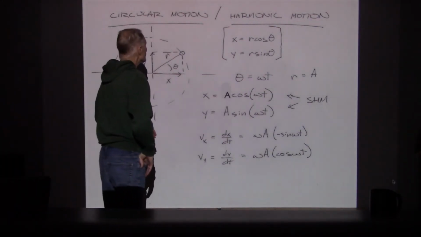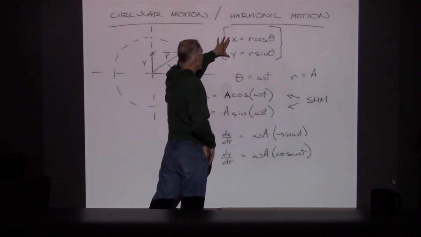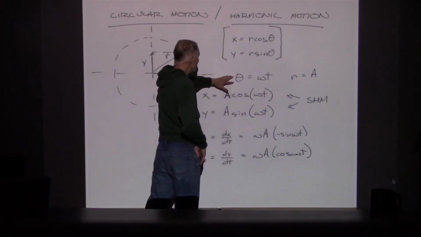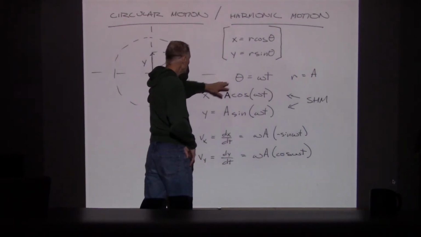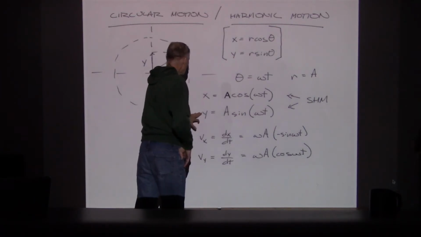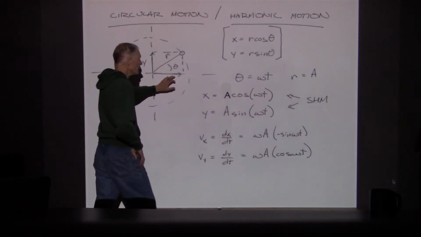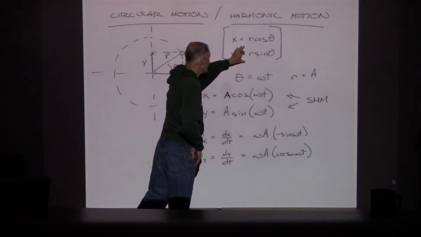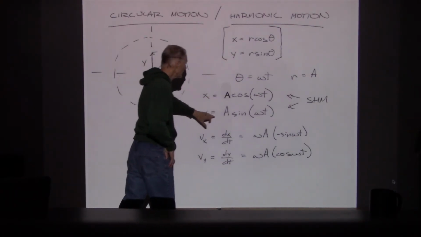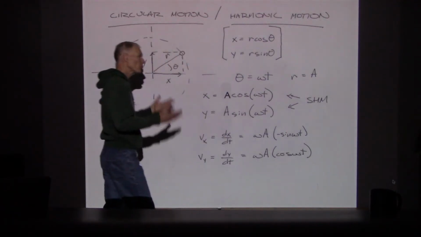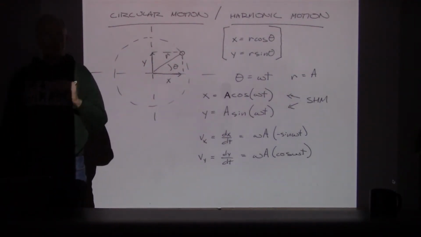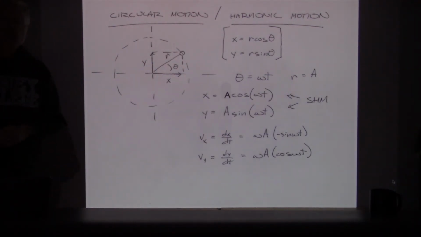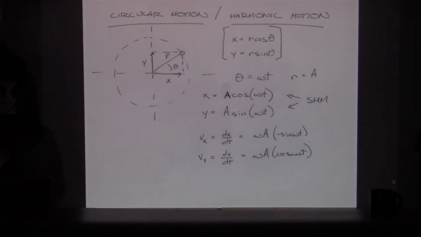So here are my polar coordinates, and this represents uniform circular motion, and look at the x and y components. The x component is going to be a cosine of theta, where theta is omega t. The y component then becomes a sine omega t. Those are simple harmonic motion. So there is this fundamental mathematical connection between circular motion and oscillatory motion.